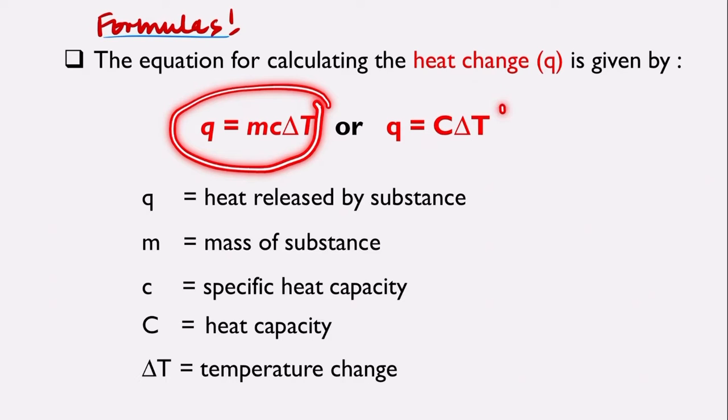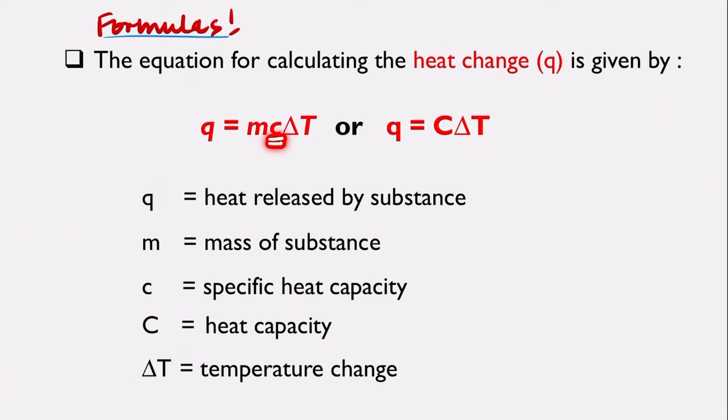These 2 formulas you need to remember, and make sure you don't confuse the small c and the large C. The small c is your specific heat capacity, so you will have mass in front of it: mc delta T. For the heat capacity of the substance, you do not have any mass because it is already equal to mc. It already takes account of the mass of the substance.